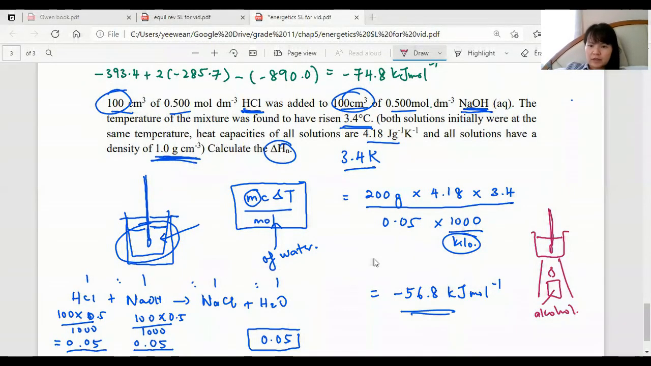Now, if your question is something like this, and it's to calculate the standard enthalpy change of combustion of a certain alcohol in here, then your M would be the M here, the solution or the water here that has been heated up. And the mole is per mole of what has been combusted. So it's per mole of the alcohol down here.